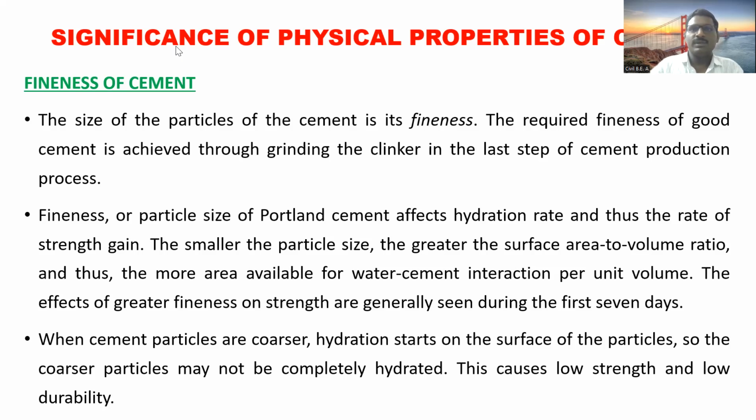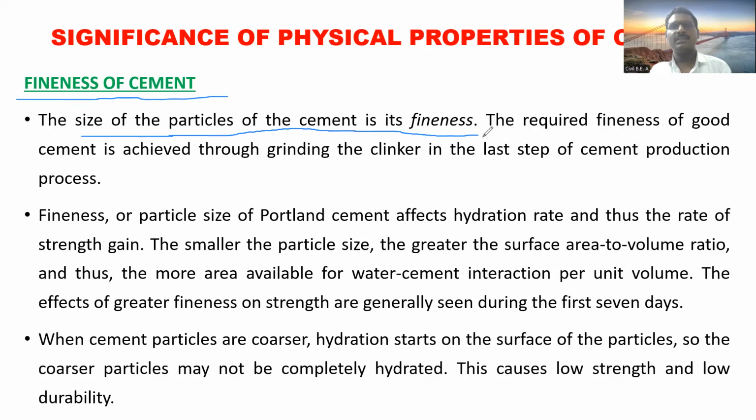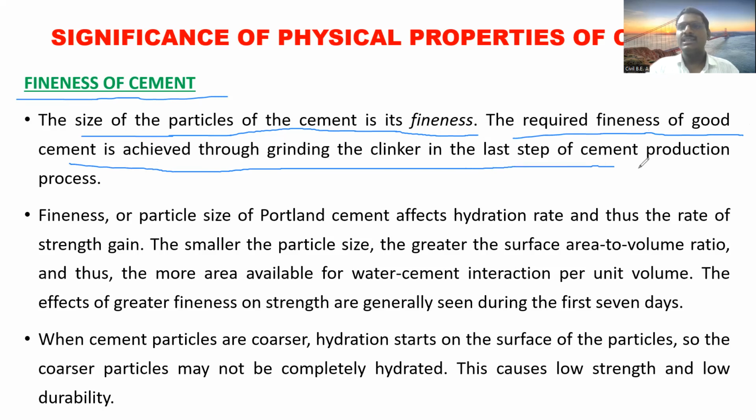So what is fineness of cement? Fineness of cement is the first physical property. You have learned these properties in second year civil engineering in concrete technology, so we just have to brush up unit number 1, related to all the parameters or physical properties or ingredients of concrete. Generally the particle size of cement is fine. If we take cement in the hand, it is a very fine particle. The required fineness of good cement is achieved by grinding the clinker in the last step of cement production.